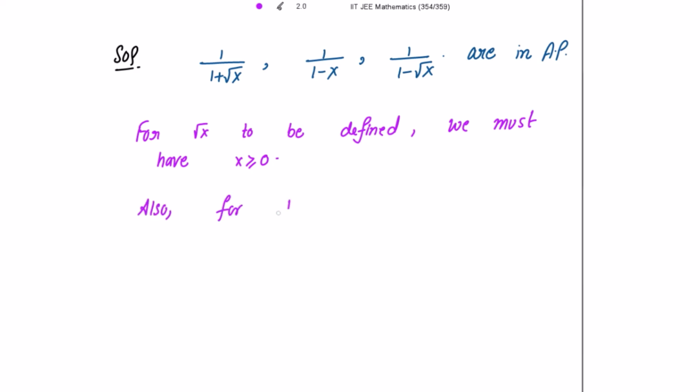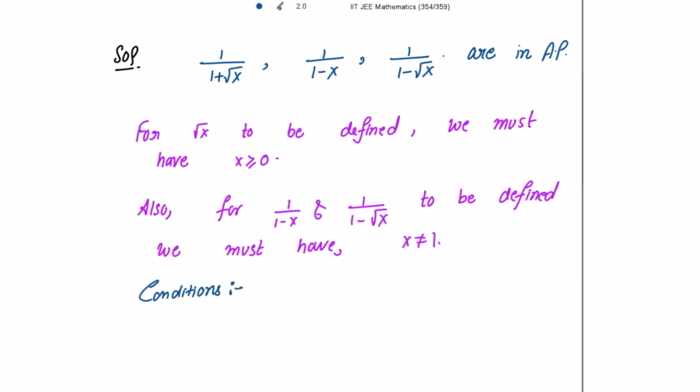Also, for 1 divided by 1 minus x and 1 divided by 1 minus square root x to be defined, we must have x not equal to 1. So the conditions are x should be greater than equal to 0 and x not equal to 1. So for this, x lies in which interval?